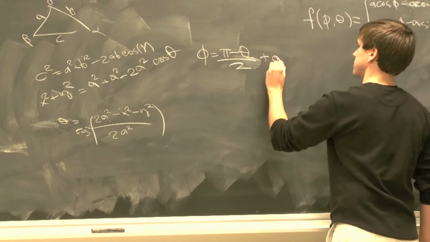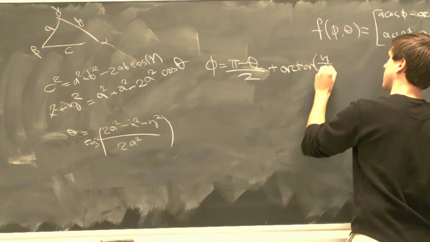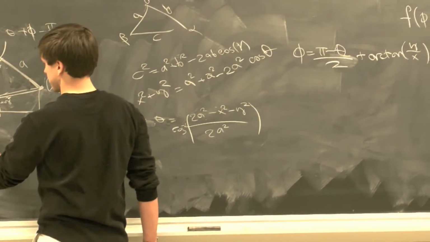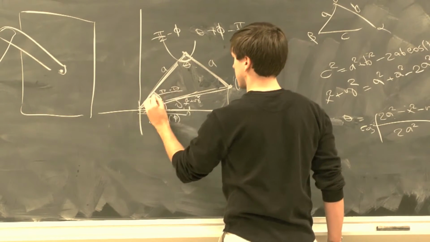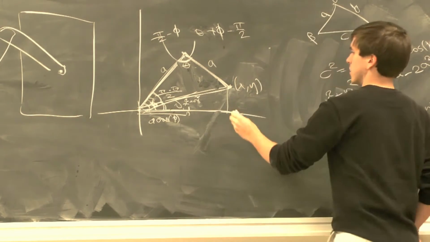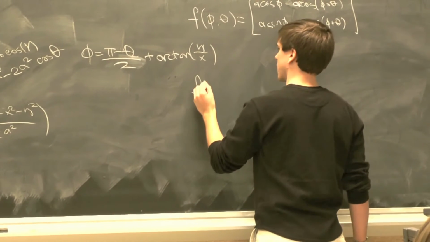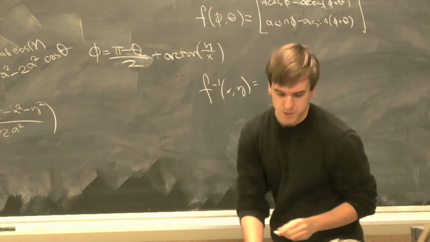Plus our arctangent of y over x. Because our arctangent of y over x will give us this portion of the angle, and then this is given by pi minus theta all over 2. So we'll add those two to get this, and then we can expand this. So we'll get f inverse of x, y, and I'm going to copy this to make sure I don't make a mistake.